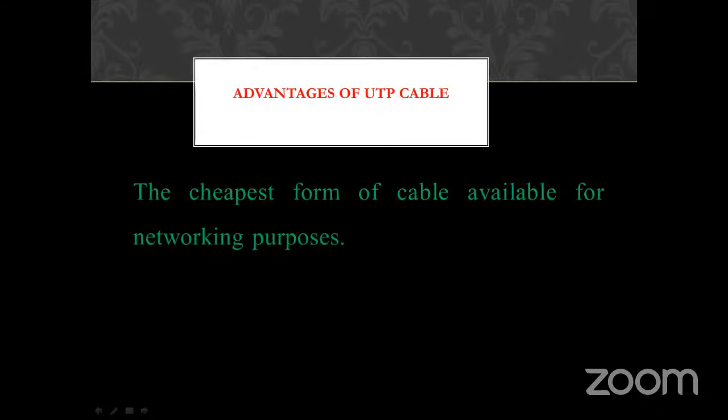So UTP is an abbreviation for unshielded twisted pair cable. We look at the advantages because we said shielded is more expensive. So you expect low cost under the advantages of unshielded twisted pair cable. And the basic advantage we have here is that it's the cheapest form of cable available for networking purposes. If you want to network your computers and you're looking for the cheapest one, think of unshielded twisted pair cable.